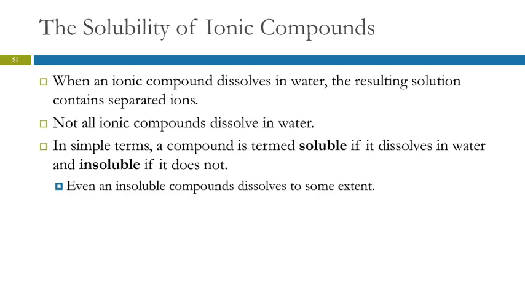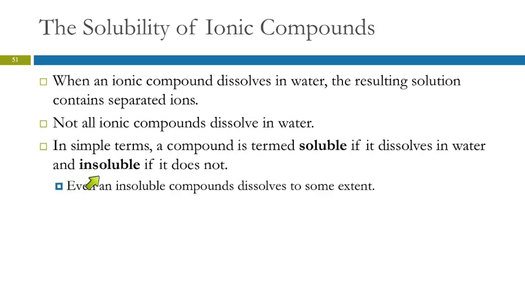So the ionic compound dissolves in water, the ions dissociate, and we have an electrolyte solution. But not all ionic compounds dissolve in water. Sodium chloride does, but calcium chloride doesn't. How do we know? Well, in simple terms, we can say that a compound is soluble if it dissolves in water, insoluble if it doesn't. And those are qualitative terms. So soluble means it dissolves, insoluble means that it doesn't.